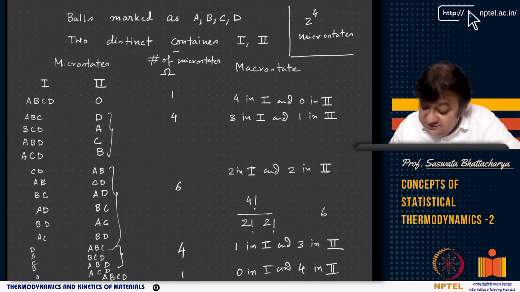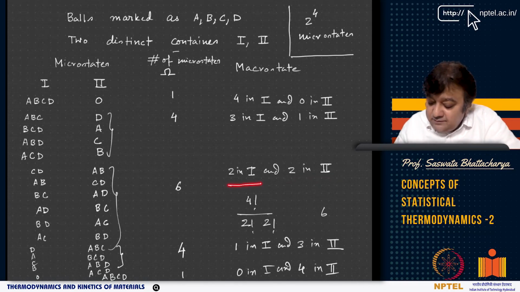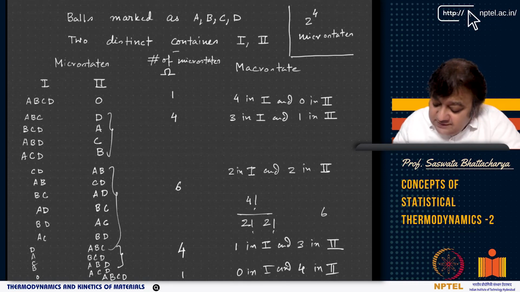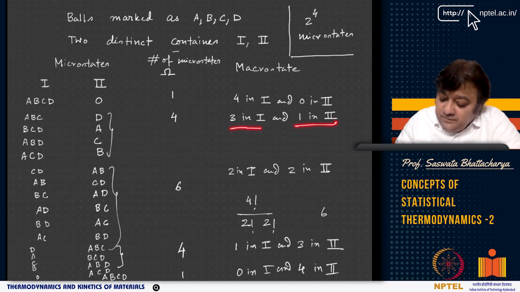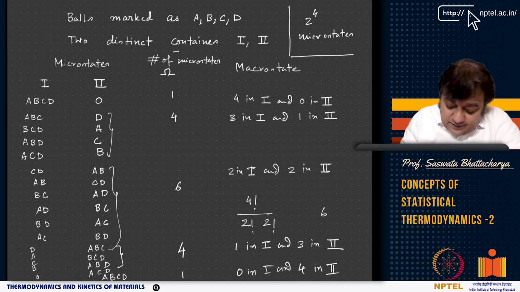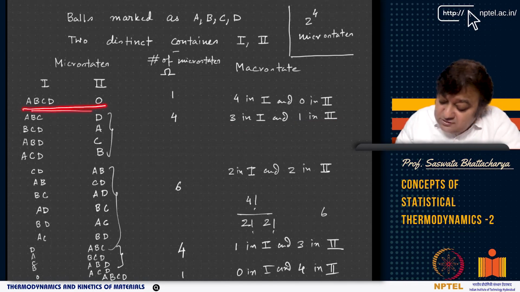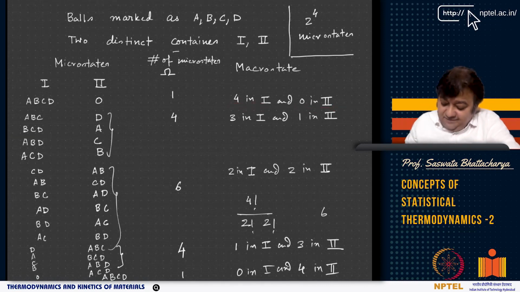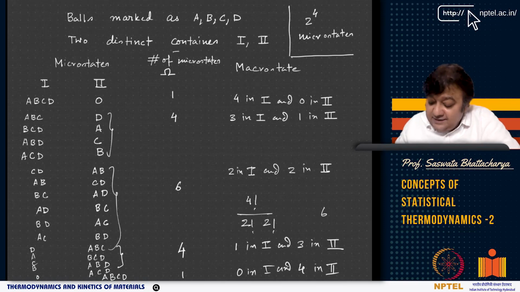Now the macro state here is the state, right? The state is like 2 balls should be in the box marked as 1, and 2 balls should be in the box marked with the number 2, right? And this macro state is basically 3 in 1 and 1 in 2, and this is another macro state. It corresponds to one macro state like 4 in 1 and 0 in 2, and we can also have the same thing like 0 in 1 and 4 in 2. That is again another state.